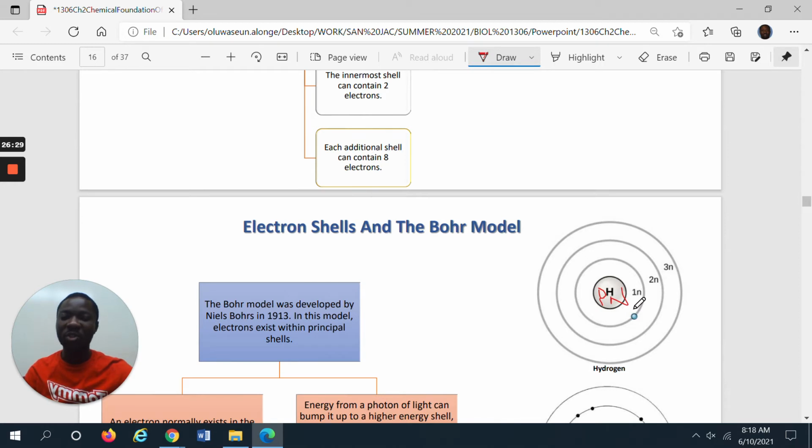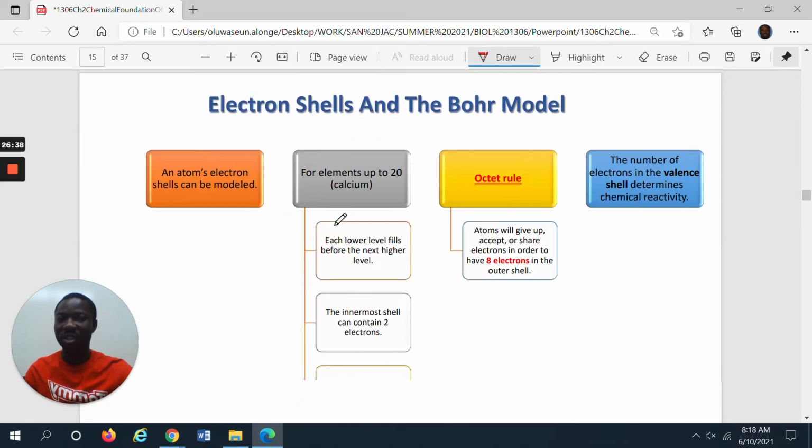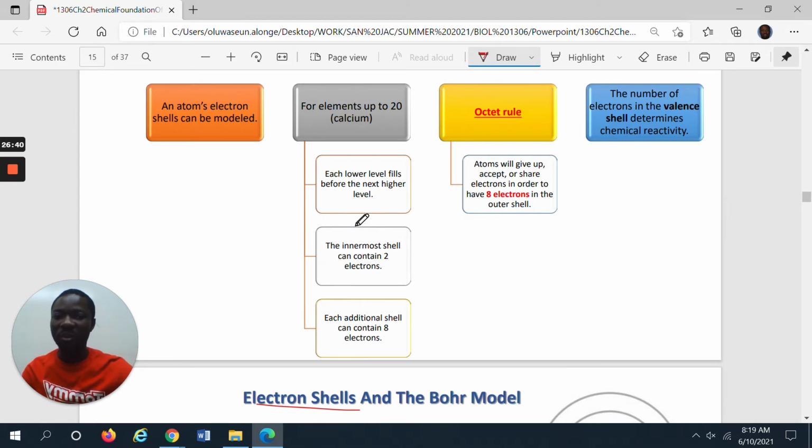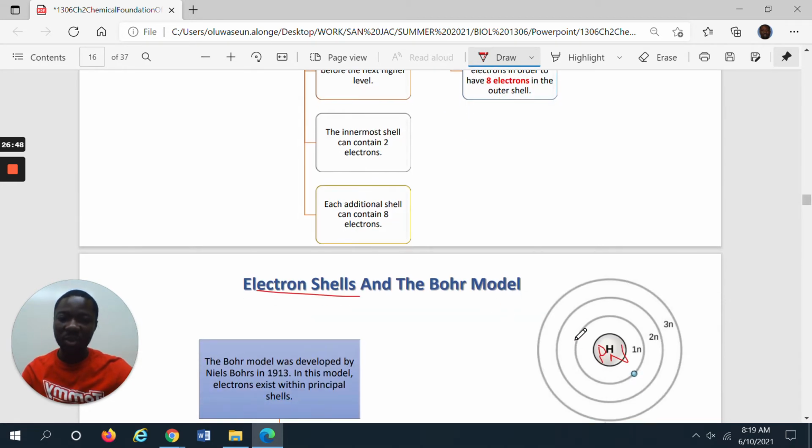Now, how do we distribute the electrons? That's what we want to look at. That's what we call electron shells. How to distribute the electrons in the shells. The first thing I need you to take note of about electron shells is that this inward shell is the first shell. This shell is n equals 1. It means it is one.